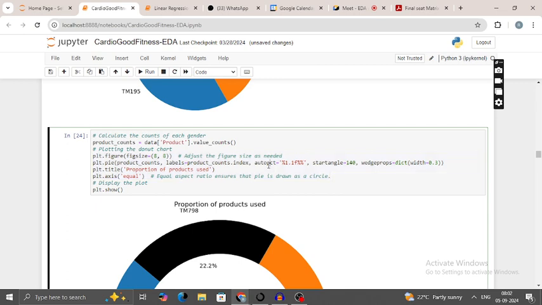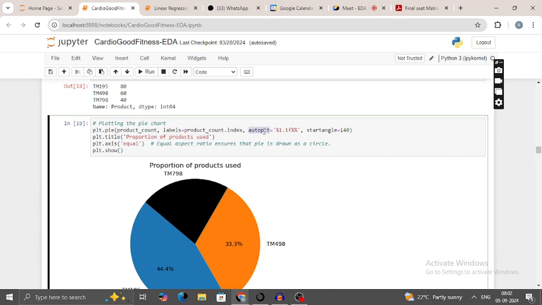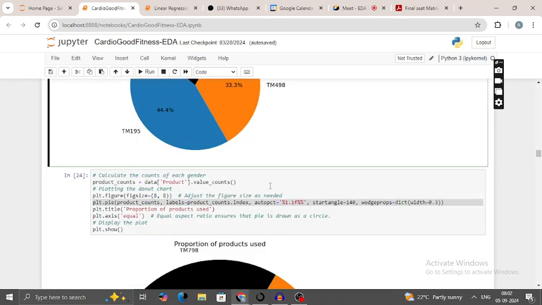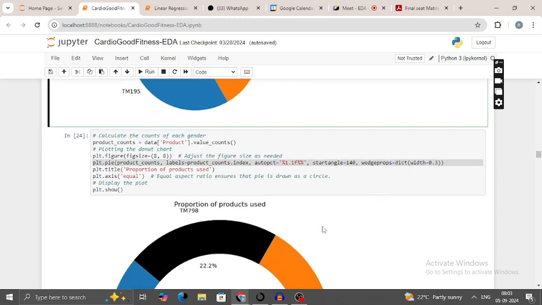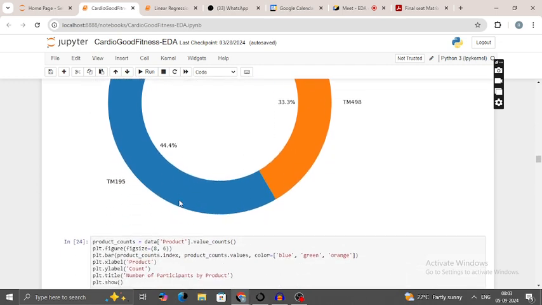Okay, this auto percentage PCT, start angle 150, wedge proportion. This is auto PCT, start angle 150. So wedge proportion is not there. Whenever you use wedge proportion, it will give a hollow chart, something like this. Okay, so all these things, whatever way you want, you can do it.